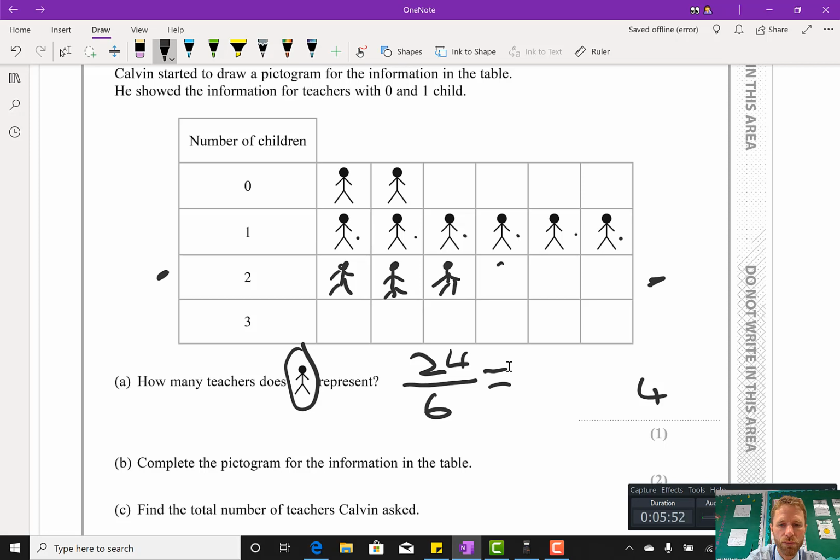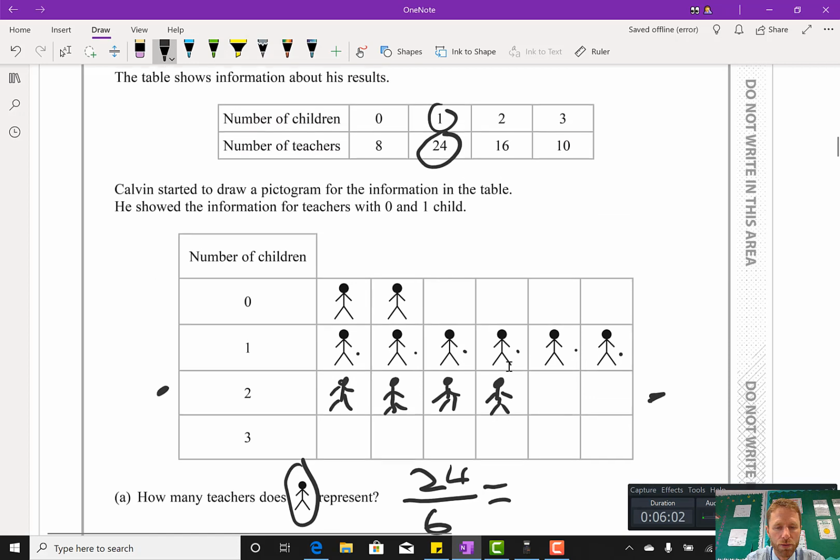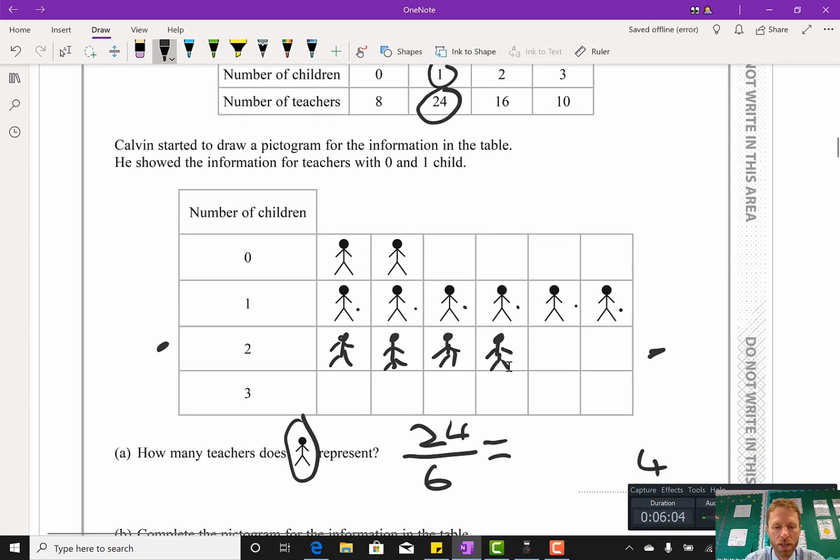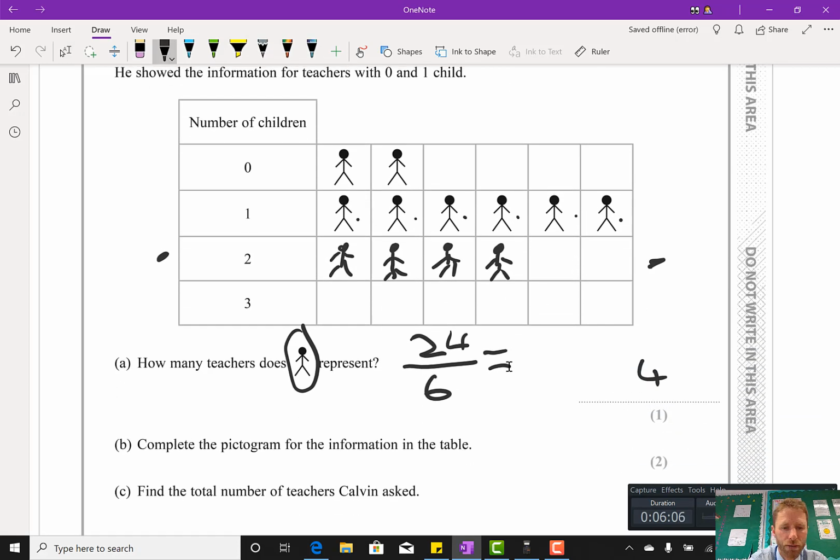That is 12. And that is 16. Obviously my drawing is spectacular as usual. And then 3 children. 10 teachers had 3 children, so I've got to do 10. So 4, 8, and this is where I have to be a bit clever with the information, because if I put another one on, that will be 12.